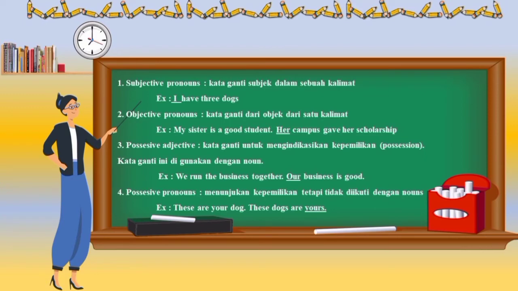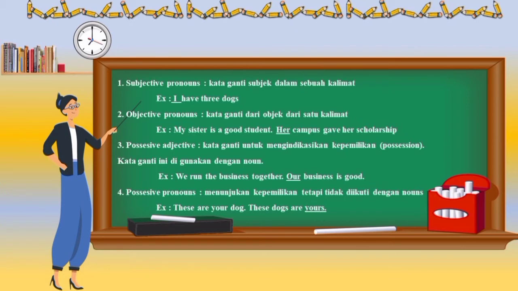Okay, and now I will explain the kinds of pronouns in Bahasa, and I want to give you an example of each pronoun to make sure that you have understood and to make it easier for your understanding about pronouns. For the first is subjective pronoun. Here we can say in Indonesian is kata ganti subjek dalam sebuah kalimat. For example, I have 3 dogs. From this sentence, we can find that the subjective pronoun is I.